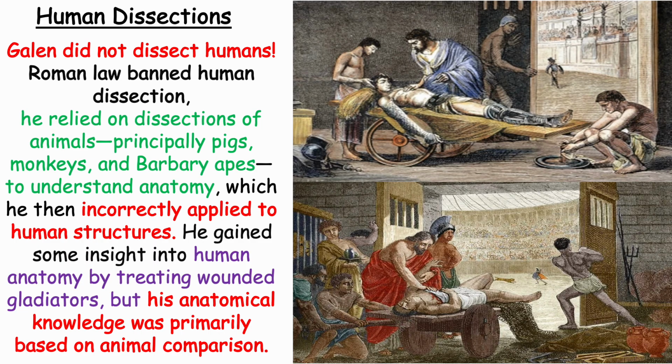Human dissections. Galen did not dissect humans. Roman law banned human dissection. He relied on dissections of animals, principally pigs, monkeys, and Barbary apes, to understand anatomy, which he then incorrectly applied to human structures. He gained some insight into human anatomy by treating wounded gladiators, but his anatomical knowledge was primarily based on animal comparison.